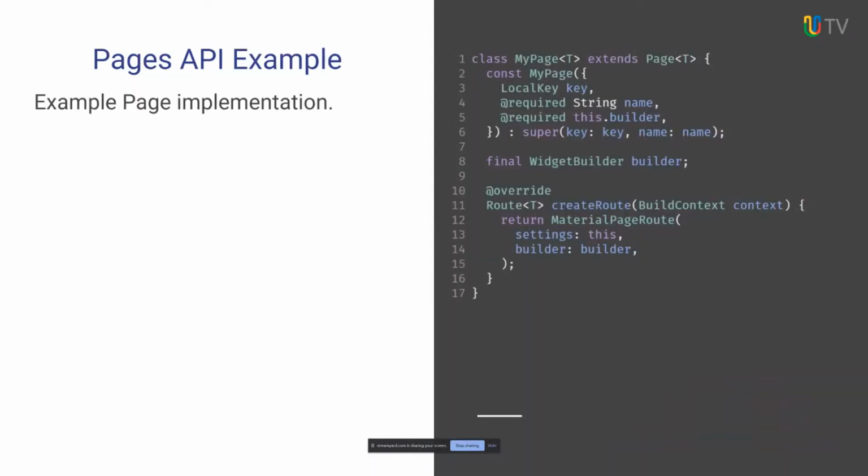So, Pages API example. I just want to provide this. This is your ABC simple example of a page. We have a type parameter. The T here is the return type of the route. I didn't pass that across to MaterialPageRoute here. That's just inferred.